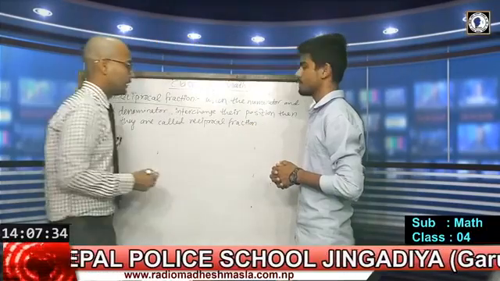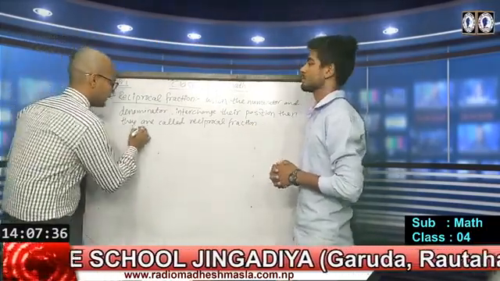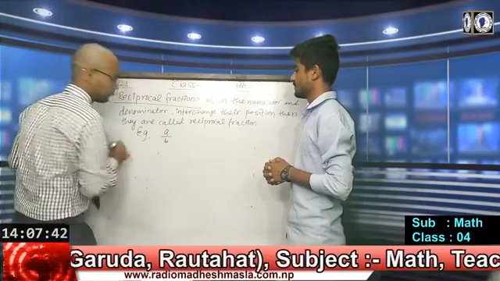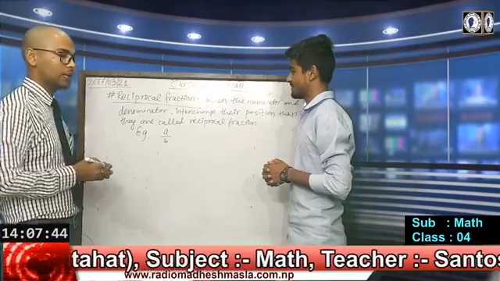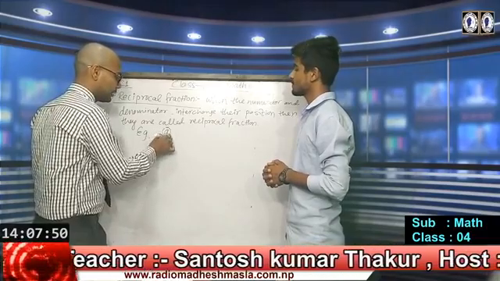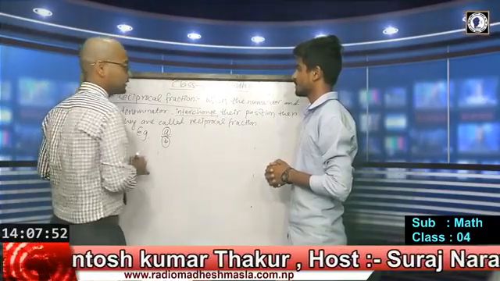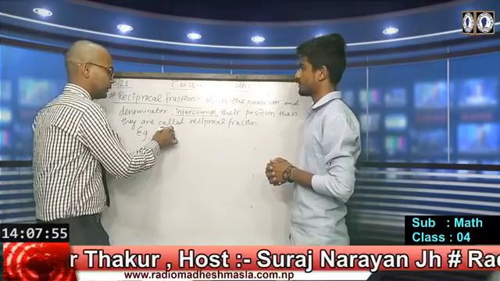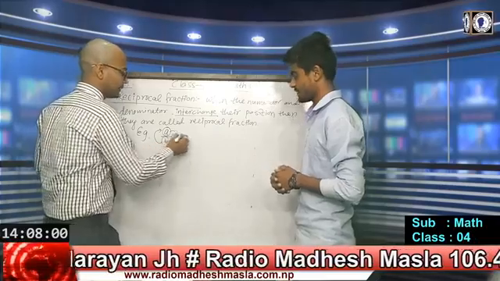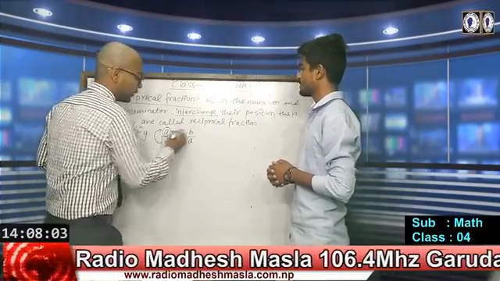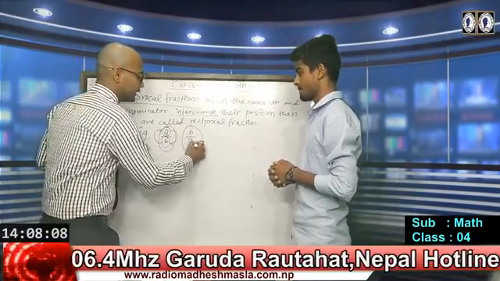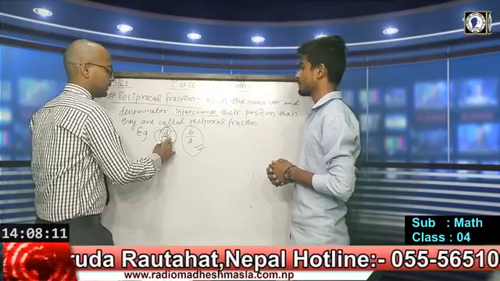It means what? Suppose we are given a fraction a by b. If we change its numerator and denominator, interchanging their positions, that means the numerator goes to the denominator and the denominator goes to the numerator. It means b by a. When a by b becomes b by a, this is the reciprocal form or reciprocal fraction of a by b.